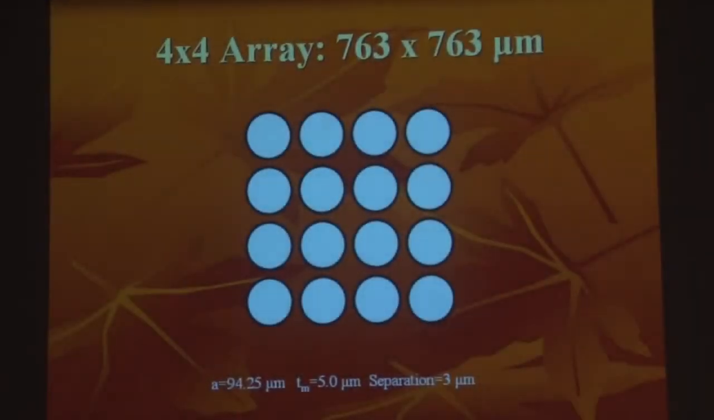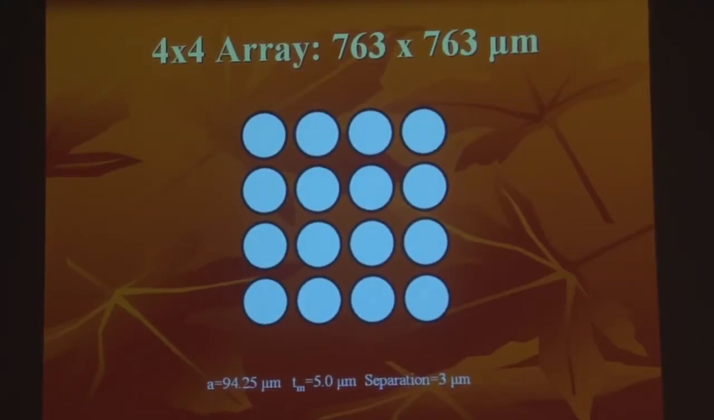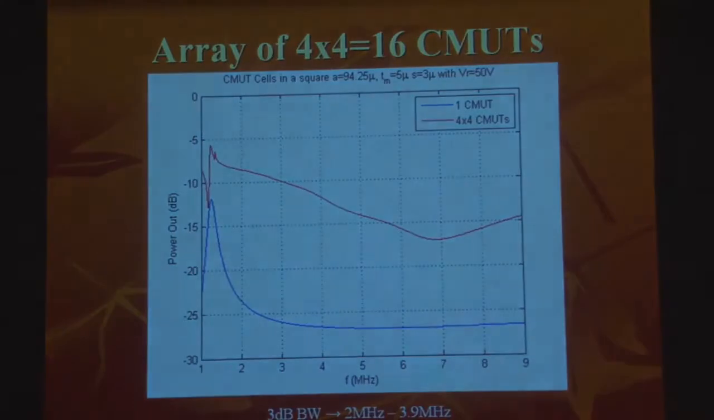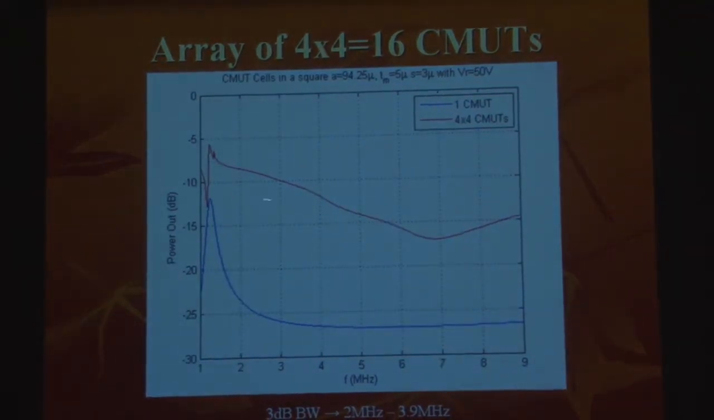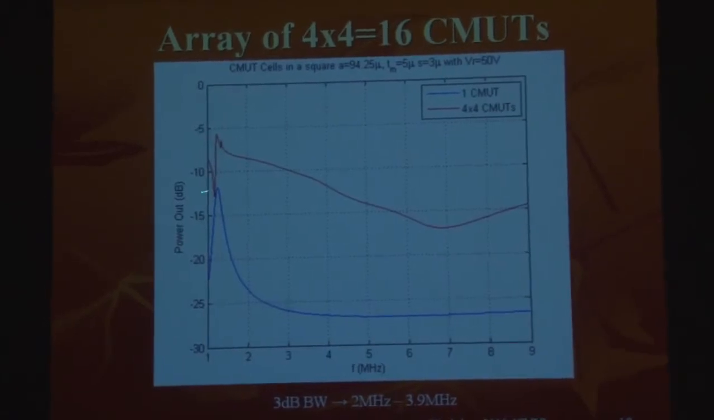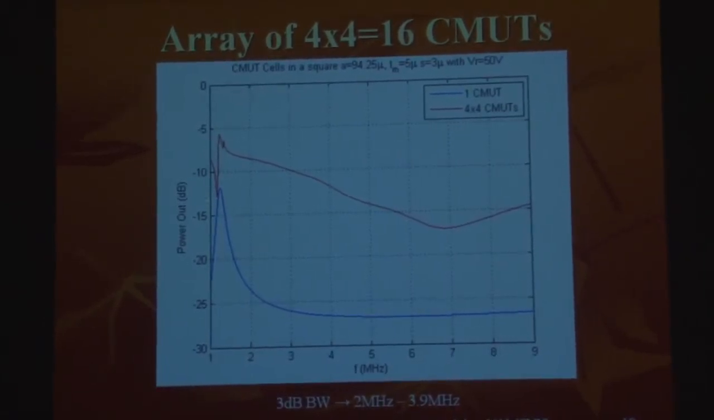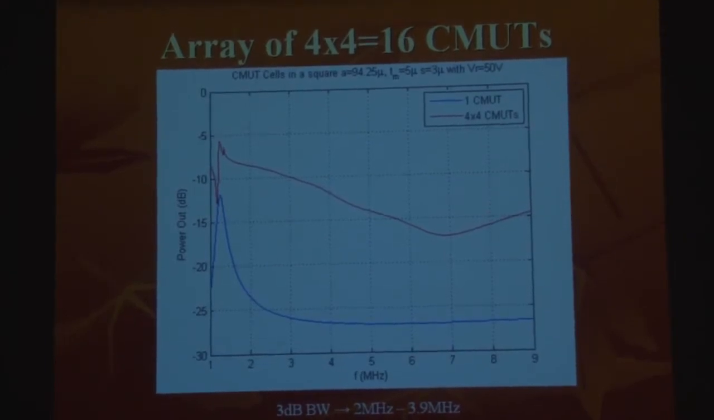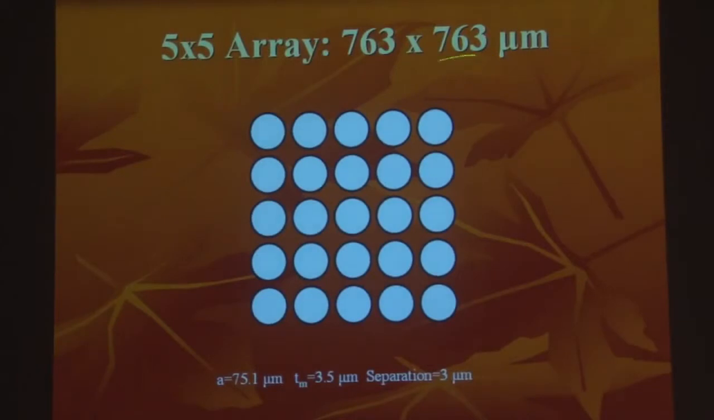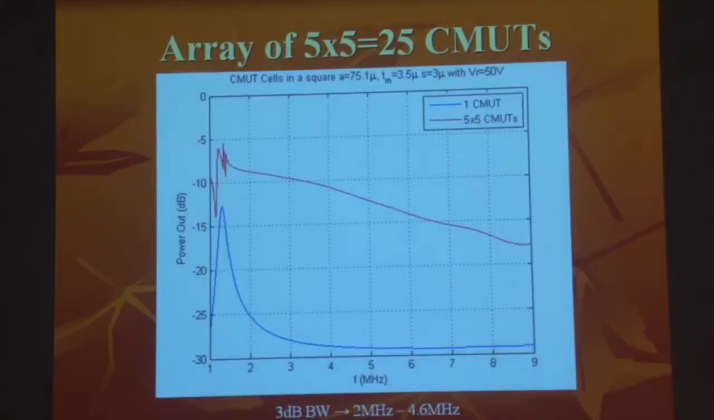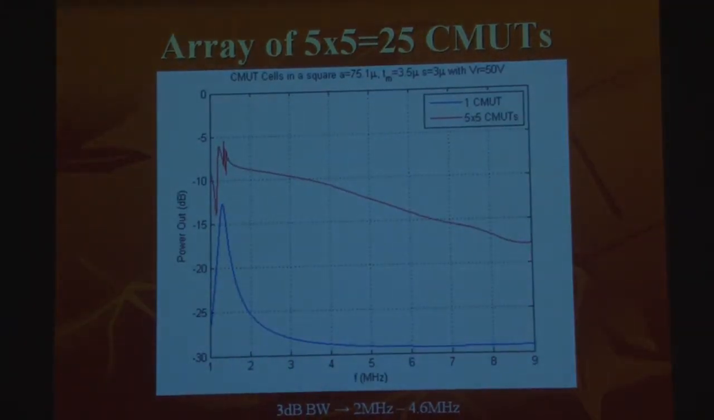When you do 4 by 4, the same size, this time you have to use smaller radii and thinner cells, 5 microns rather than 20 microns. When you do that, the bandwidth goes up a little bit, and the spurious resonance here is still there. When we do 5 by 5 in the same area, this time the radius is even lower, and the bandwidth gets better. In this case, the bandwidth is from 2 megahertz to 4.6 megahertz.